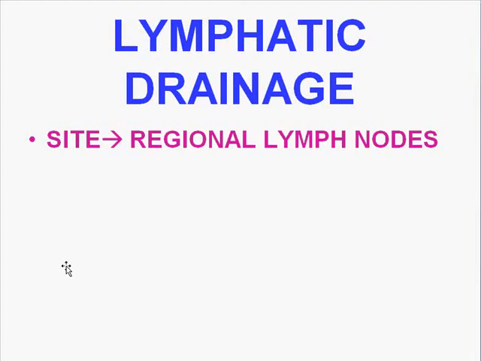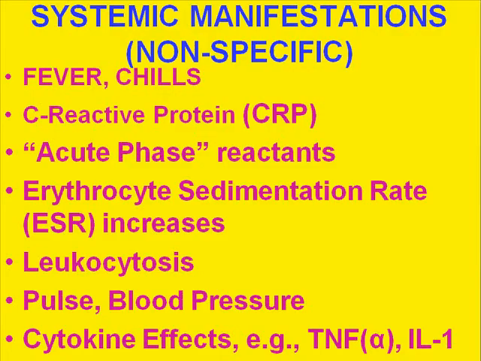Last but not least, here are some of the systemic manifestations of acute inflammation: fever, chills, C-reactive protein, acute phase reactants, which I'm going to show you, increase in erythrocyte sedimentation rate, whether you use the Wintrobe or the Westergren method, leukocytosis, neutrophilia, if you will, increase in pulse, increase in blood pressure, and the cytokine effects like fever, pain, and so forth, or in other words, all of the things that aspirin is supposed to help treat.